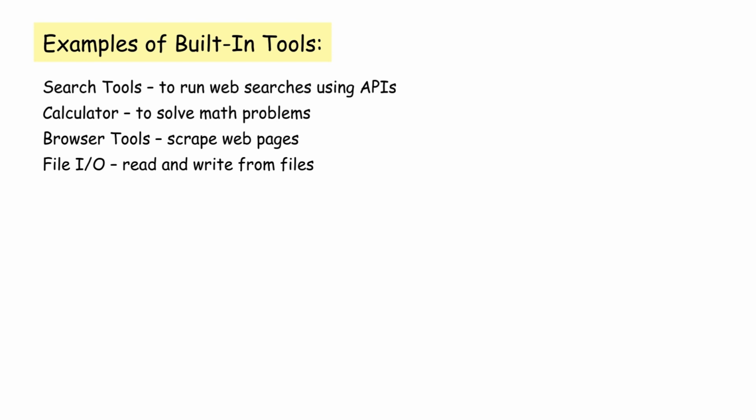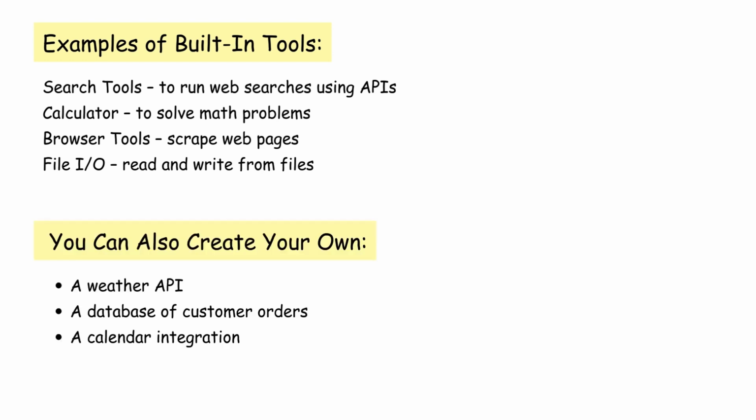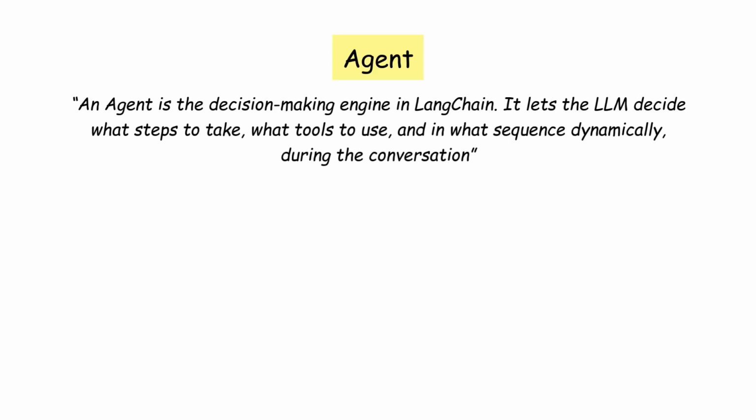You can also create your own tool. Let's say you have a weather API, a database of customers' orders, a calendar integration. You can turn each of these into a tool and the LLM can start using them in conversation. One of the most powerful things in LangChain is agents. So using agents and tools, the AI can decide what to do and then take action. Now we'll go into agents.